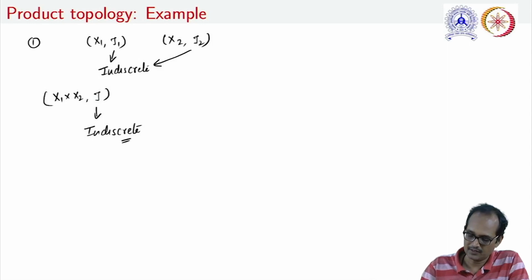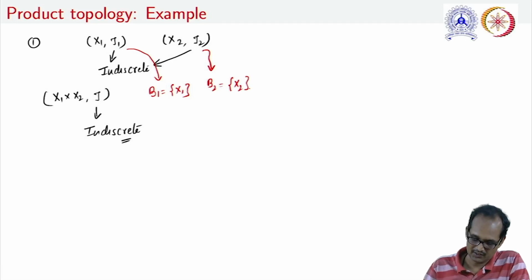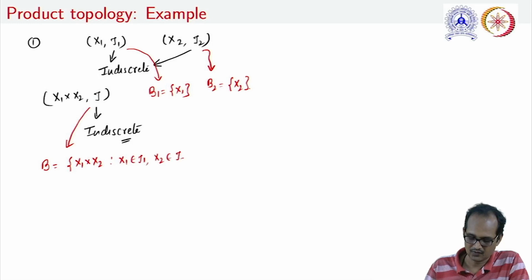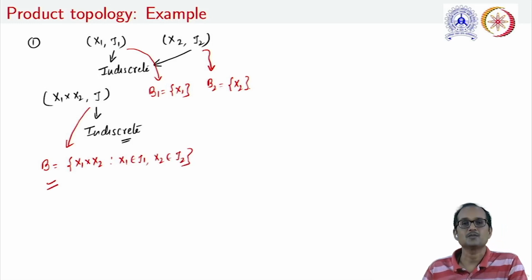Why? Because if we are looking at the basis structure for this tau1, this is the basis for tau1 and this is a basis for tau2. And if we are constructing a basis for this topology, that will be nothing but X1 cross X2. And what is our X1? That is, X1 is from tau1 and X2 is from tau2. And the topology generated by this B is nothing but an indiscrete topology. We can also conclude that the product of indiscrete topologies is also indiscrete.